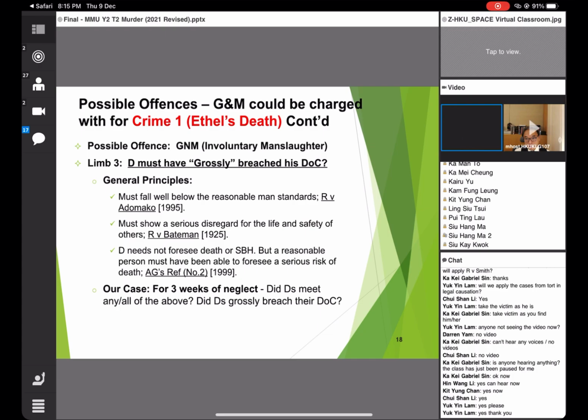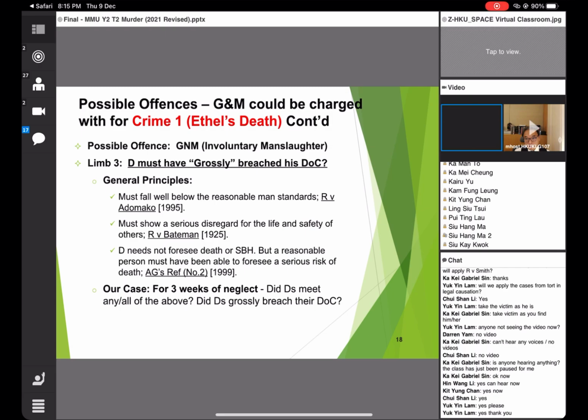Okay, and 1999 Attorney General's Reference Number 2 says the defendant need not foresee death or serious bodily harm, but a reasonable person must have been able to foresee a serious risk of death. So again, we apply the reasonable person's test, whether a reasonable person must have been able to foresee a serious risk of death here. AG Reference Number 2, 1999. So let us look at that.